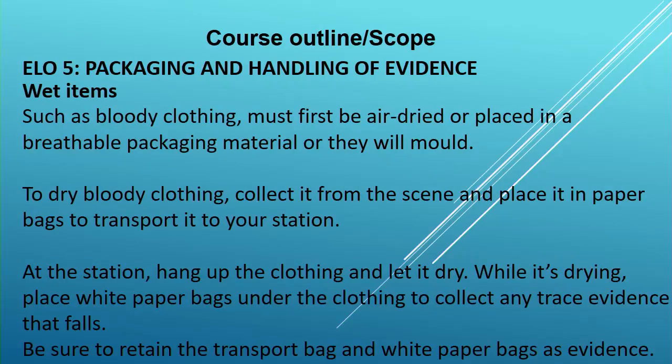Wet items such as bloody clothing must first be air dried or placed in a breathable packaging material or they will mold. To dry bloody clothing, collect it from the crime scene and place it in a paper bag to transport it to your station. At the station, hang up the clothing and let it dry. While it is drying, place white paper bags under the clothes to collect any trace evidence that falls. Be sure to retain the transport bag and white paper bags as evidence.